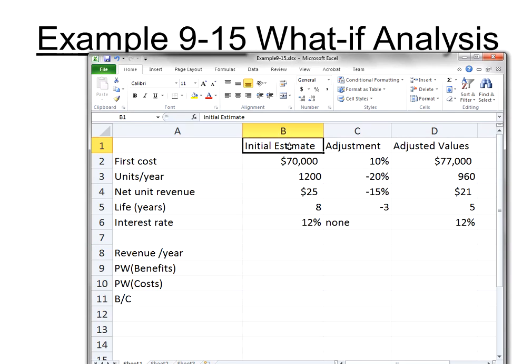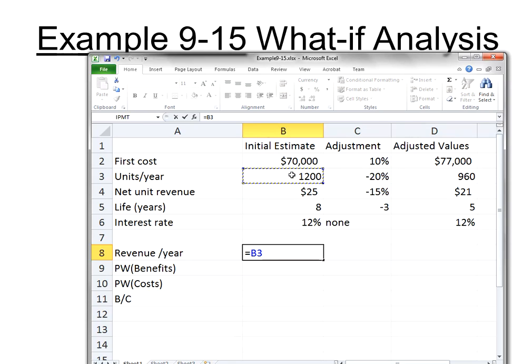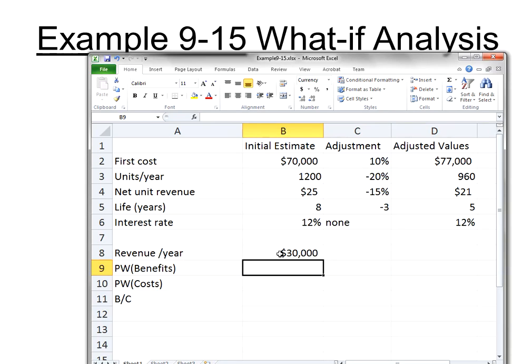So now let's first take a look at the initial estimate. If I were not looking at this adjustment and just looked at the initial estimate, what would be my revenue per year? Well, revenue per year is going to be number of units per year multiplied by net unit revenue. So I'm going to say equals, then select this cell that gives me the value of units per year, and then multiply by net unit revenue, which is this one. So I'm selecting this one, and that's how much I have in revenue per year.